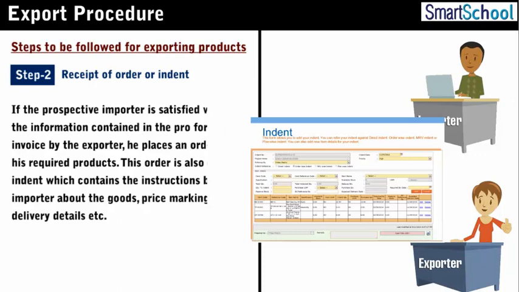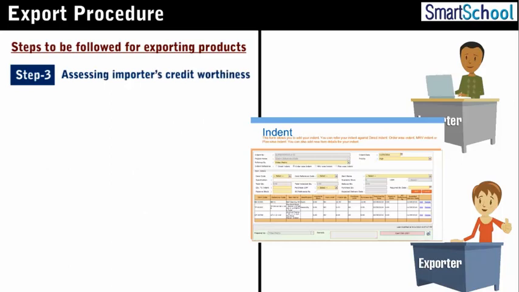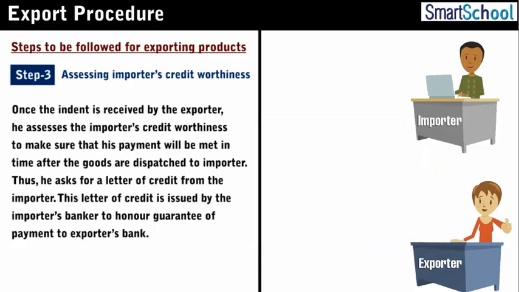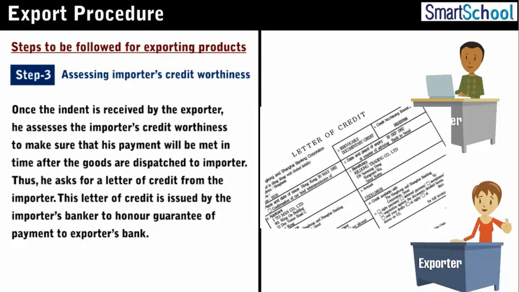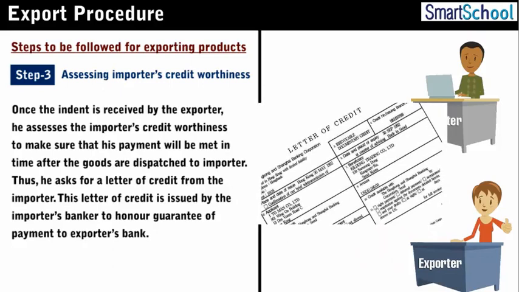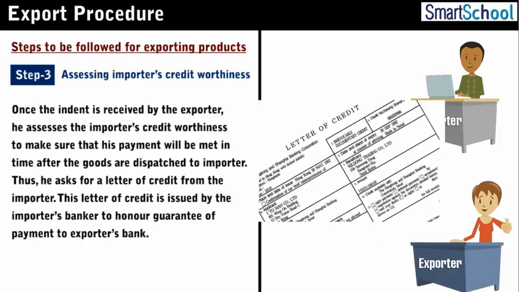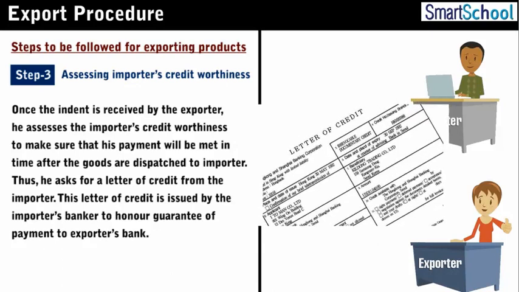Assessing importer's creditworthiness. In this step, once the indent is received by the exporter, he assesses the importer's creditworthiness to make sure that his payment will be met in time after the goods are dispatched to the importer. Thus, he asks for a letter of credit from the importer. This letter of credit is issued by the importer's banker to honor guarantee of payment to exporter's bank.